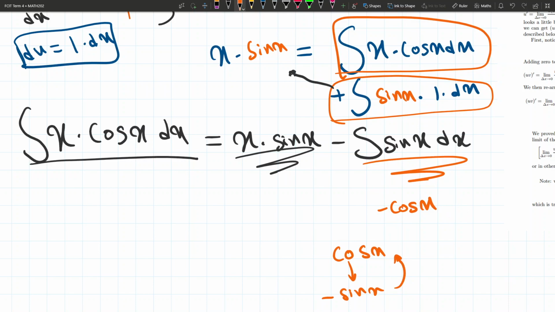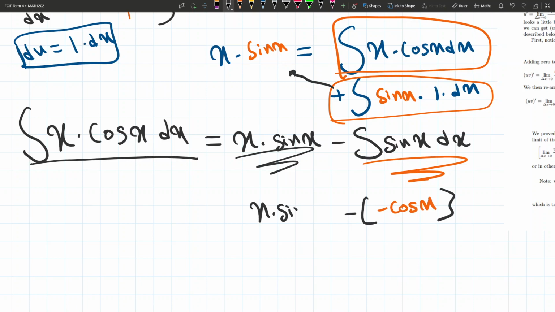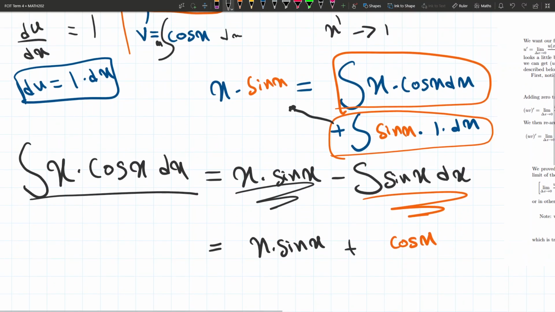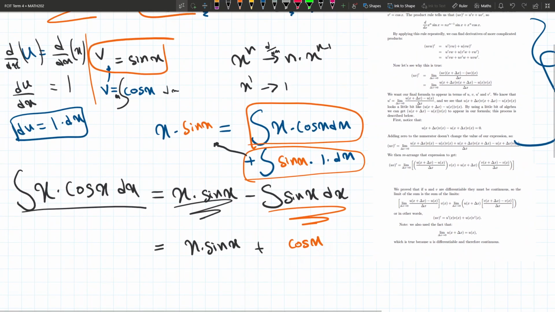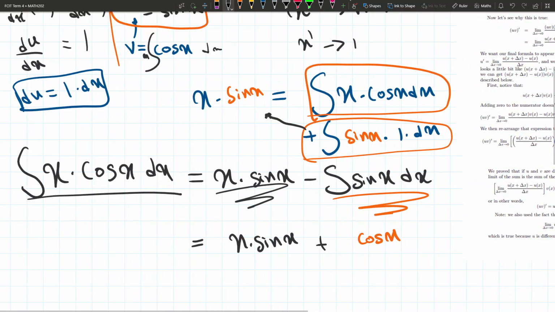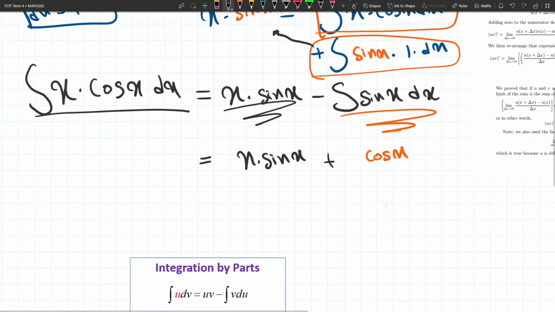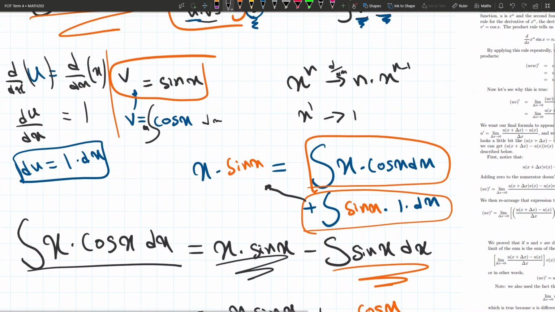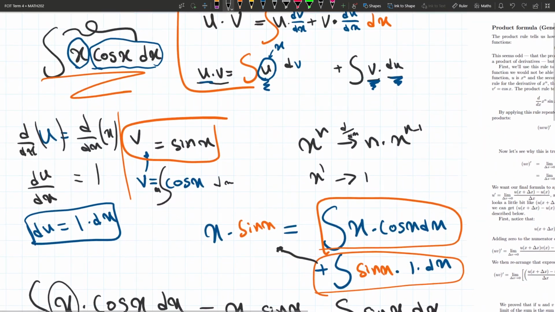So now cosine x minus, and there's already a minus here, x times sine x. So if we want to know the answer, this is going to be the answer. So x sine x plus cosine x. Give me a second, I'll just make sure this is true. Yeah, okay.